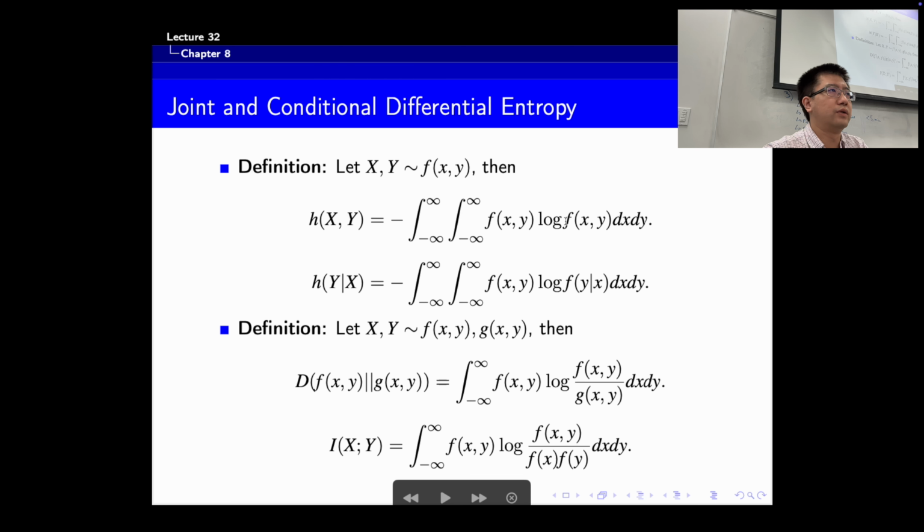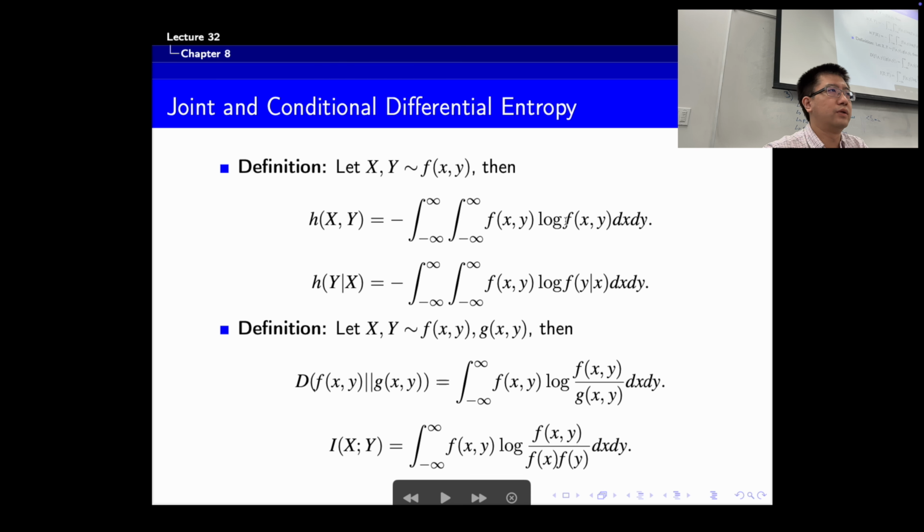First we're going to talk about the AEP for continuous random variables. And secondly, we're going to talk about the properties of the differential information quantities. Let's see the first, the AEP.